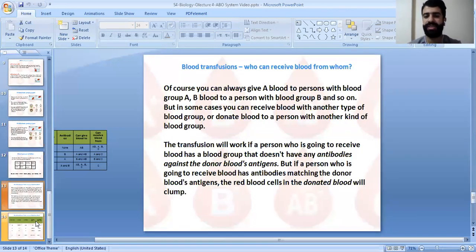Of course, you can always give blood to a person with blood group A and B, to a person with blood group B, and so on. But in some cases, we can donate. So transfusion will work if the person who is going to receive has a blood group that doesn't have antibodies.